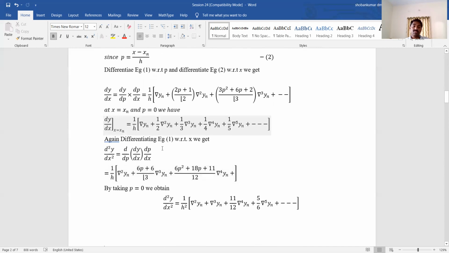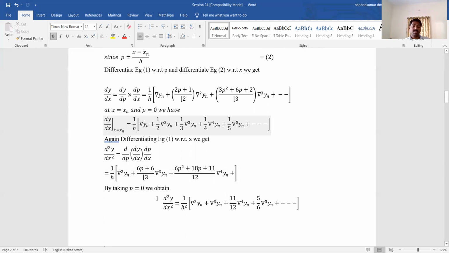This is the first derivative at x is equal to xn according to Newton backward interpolation formula. Again differentiating with respect to x, we get d square y by dx square is equal to 1 by h square into nabla square yn plus (6p plus 6) by 3 factorial nabla cube yn plus (6p square plus 18p plus 11) by 12 nabla 4 yn plus and so on.